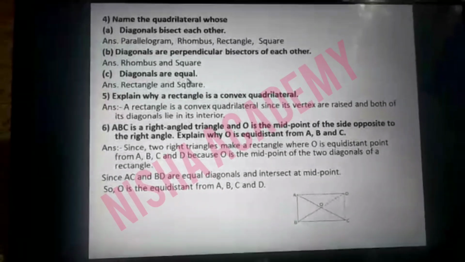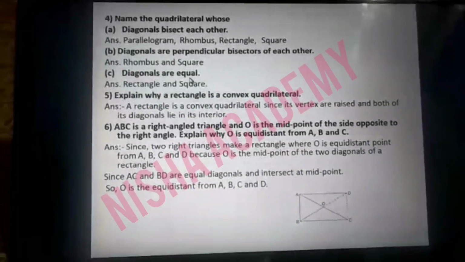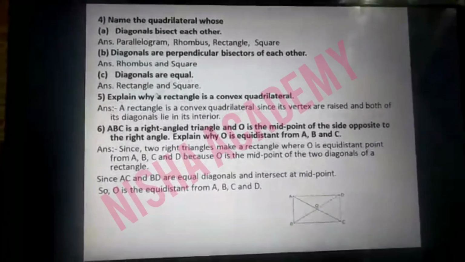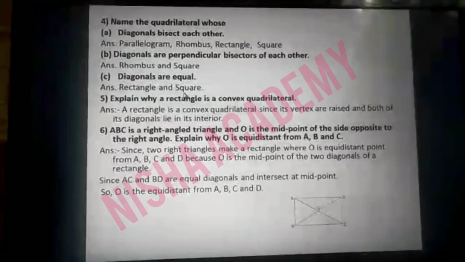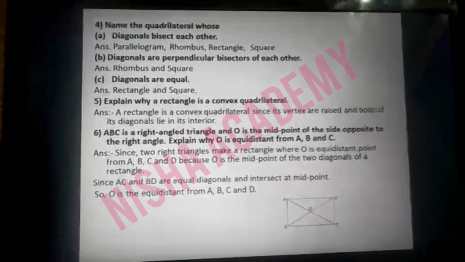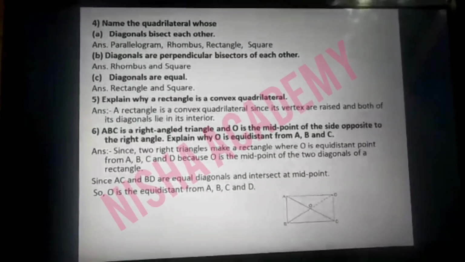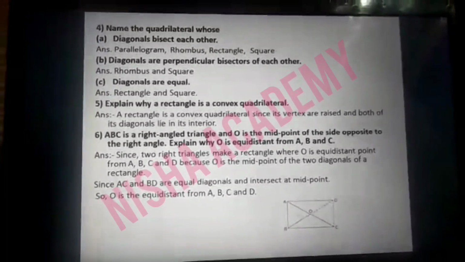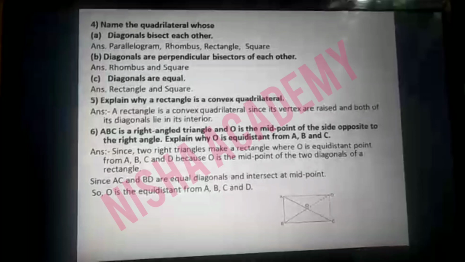And diagonals are equal means a quadrilateral having diagonals equal: rectangle and square. Now you would have a confusion that rectangle and square are one type of parallelogram. But parallelogram is also one type of quadrilateral. So we can say that rectangle and square are one type of quadrilateral.